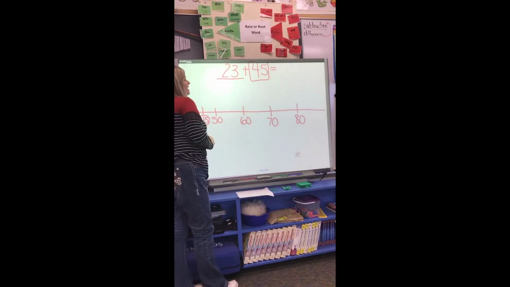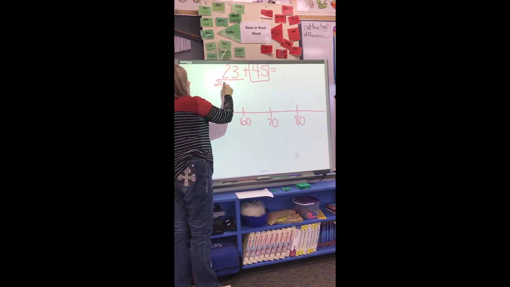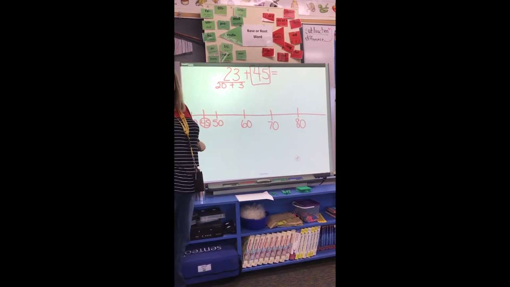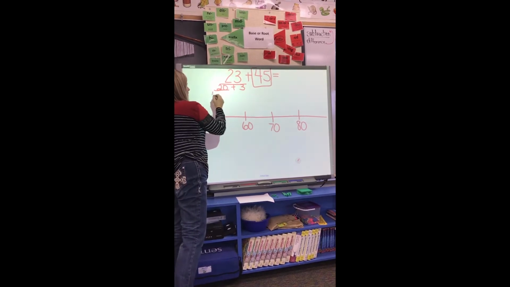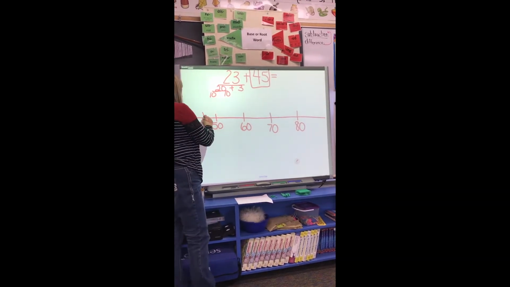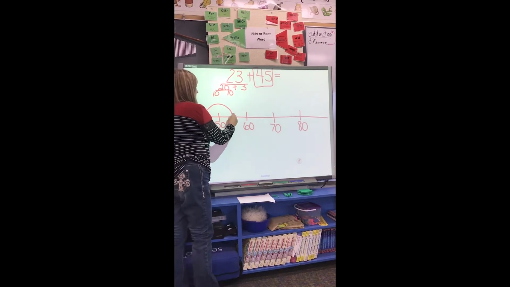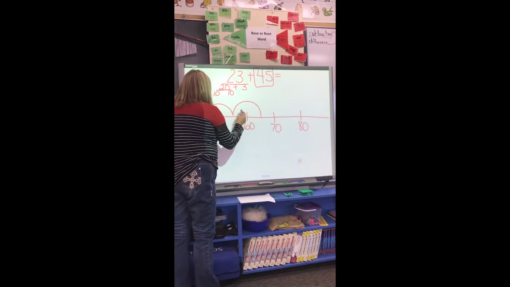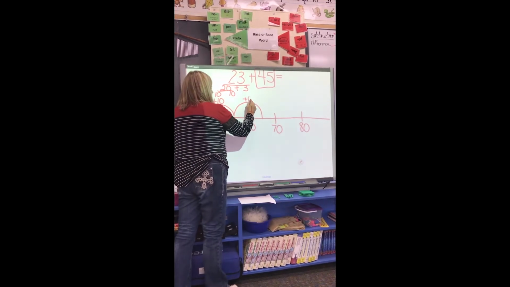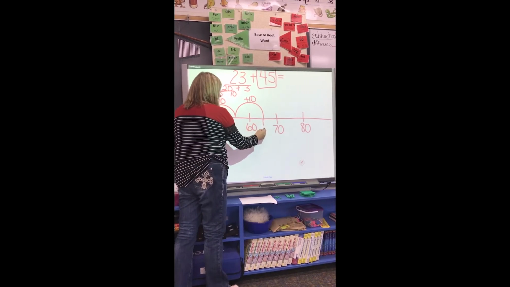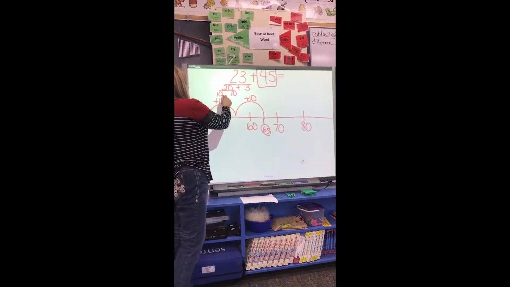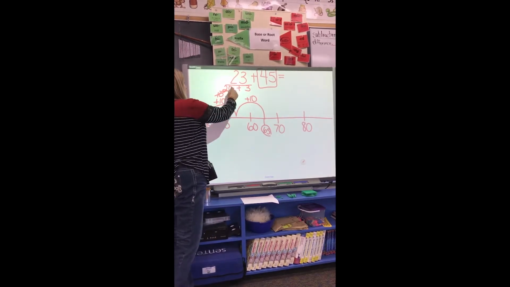Then we can decompose this into 20 and 3. Some kids need to even break it apart farther and jump by tens, and that's okay too. So we jump our tens, 10, 20, and I put plus 10 here, and I can put plus 10 here, and I can signify where I landed at 65. So I've jumped 2 tens.